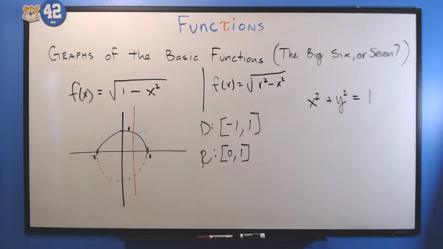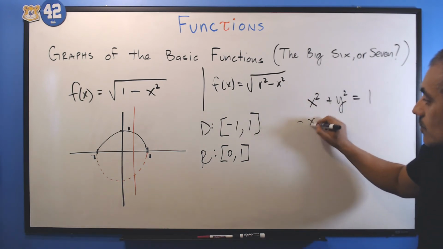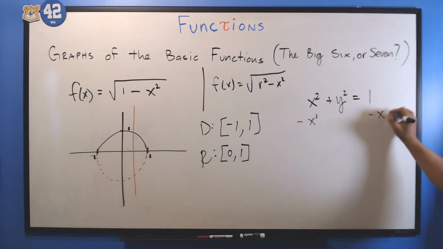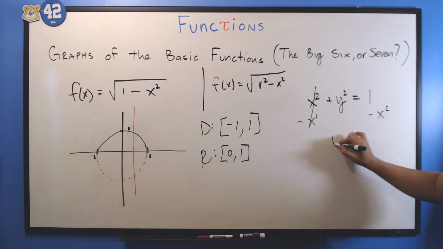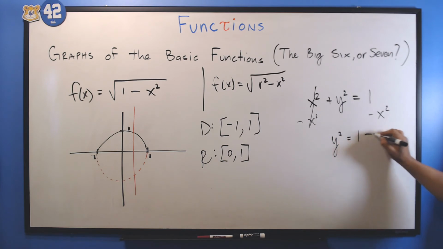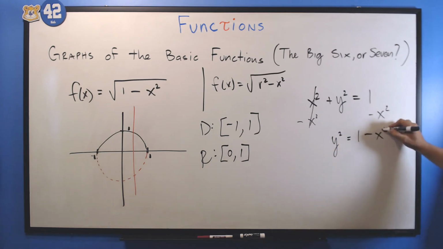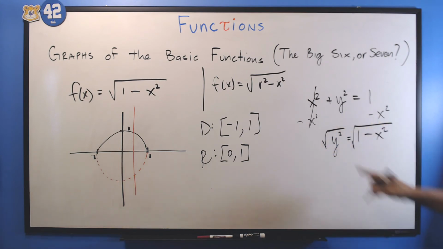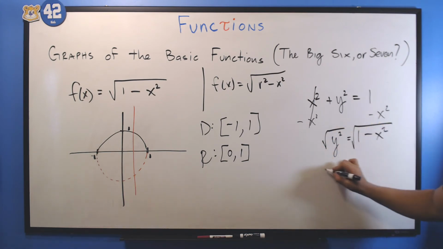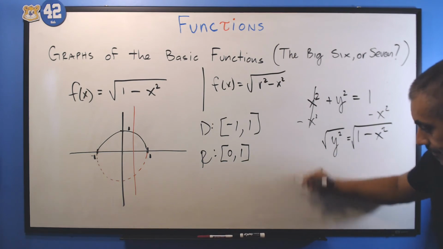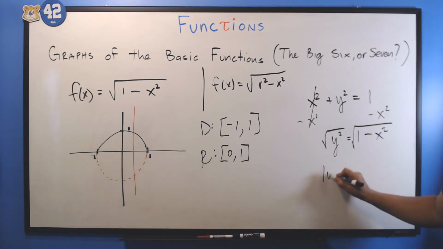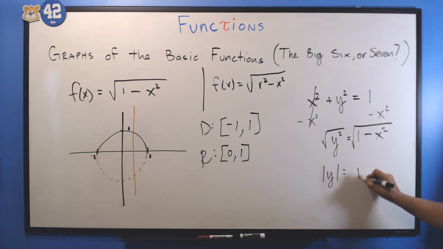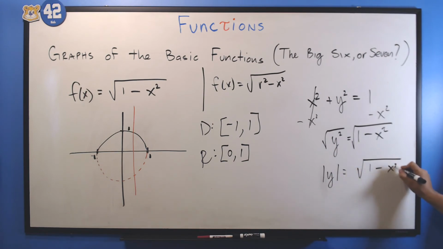and we want to see what's going on here. So let's subtract x squared from both sides. And we get y squared equals 1 minus x squared. From here, if we take the square root of that, the square root of y squared is going to give us plus or minus, or actually, it's going to give us the absolute value of y equals, well, just the square root of 1 minus x squared.